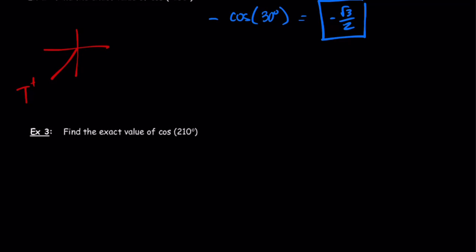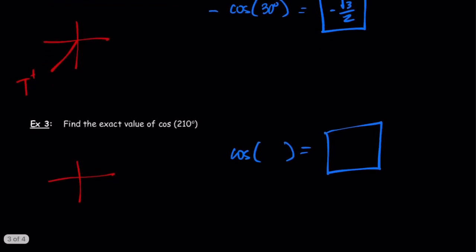Example 3, find the exact value of cosine 210. So another cosine question, which means I'll have cosine of something equals, and that'll be my answer there. Next, sketch a 210 degree angle. 210 degrees is also in the third quadrant, like the one up above. That's still tangent's quadrant. Tangent's positive, which means cosine's negative. So my answer will be negative.